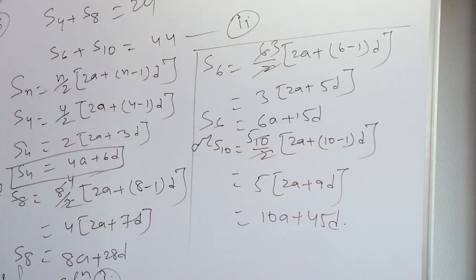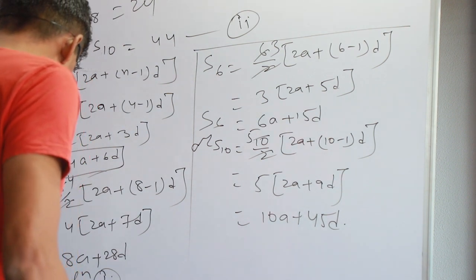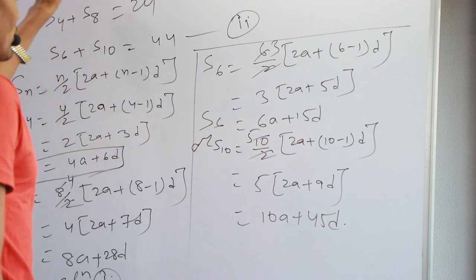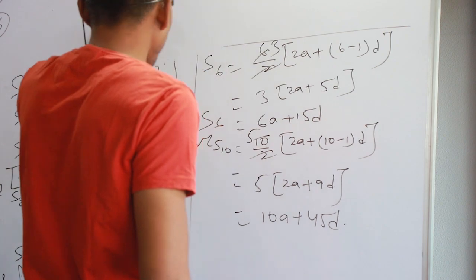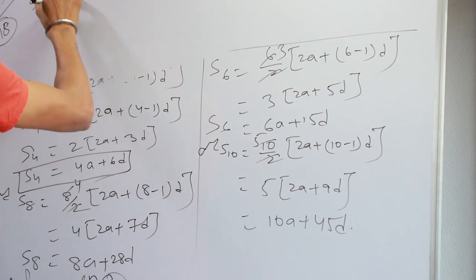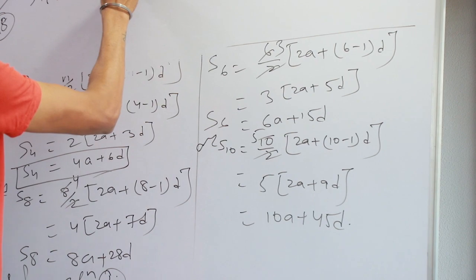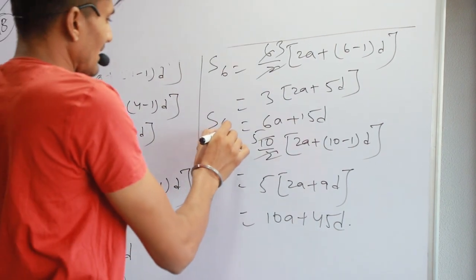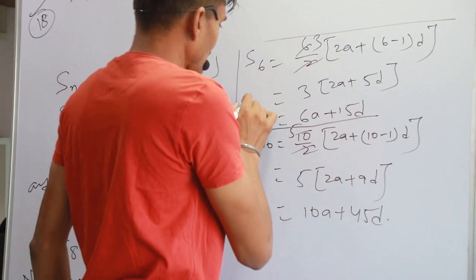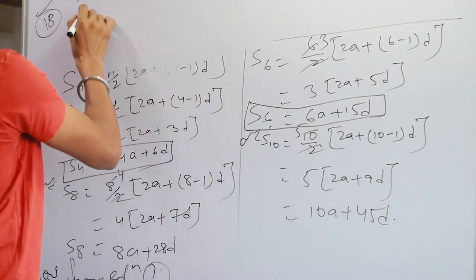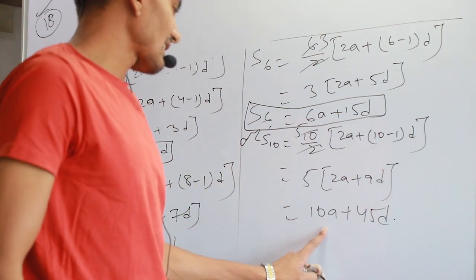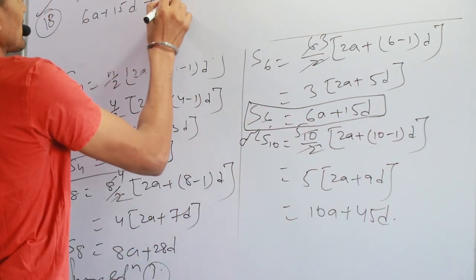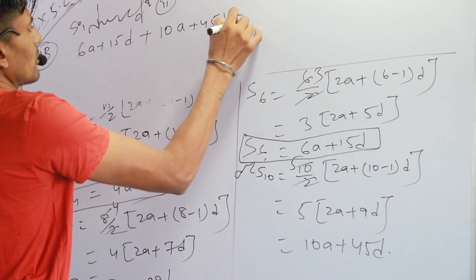We will make this equation number 4. So S6 plus S10 equal to 44. From the second equation, what is the value of S6? That is 6a plus 15d. Plus the value of S10, that is 10a plus 45d, is equal to how much?